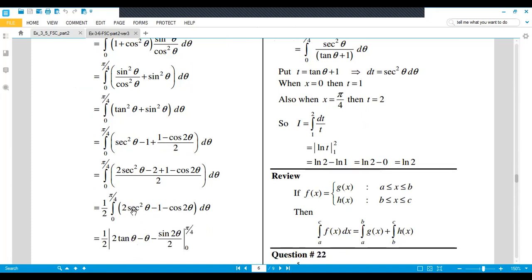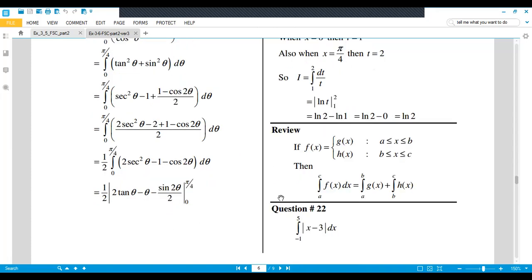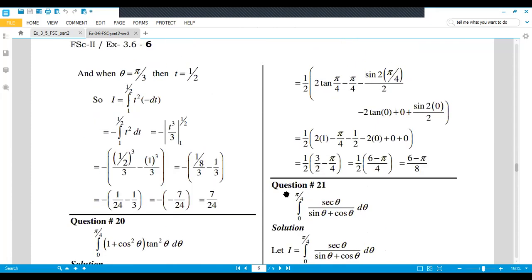Now you integrate. The integral of 2 secant square theta is 2 tangent theta, the integral of 1 is theta, and the integral of cos 2 theta is sine 2 theta divided by 2. Now you put the upper limit pi over 4 in place of theta, and then you put 0 in the lower limit in place of theta. So you get 2 tangent pi over 4, which is 1, pi over 4 as it is, and sine 2 cancels, so sine pi over 2 is 0, so this term is converted to 0.